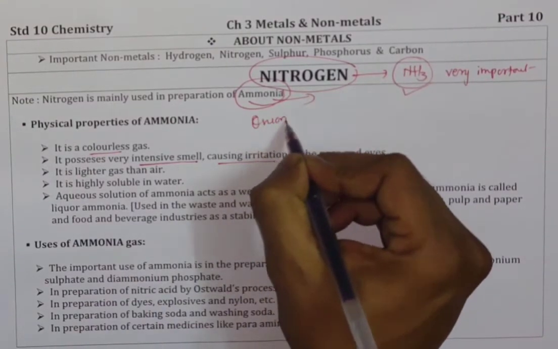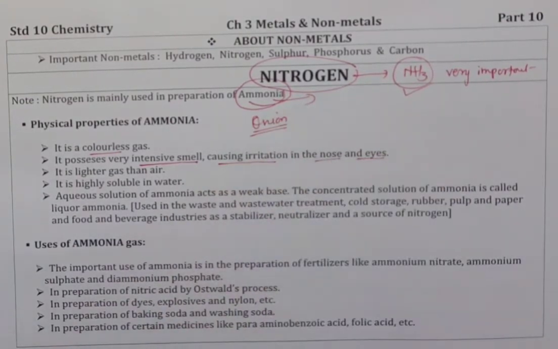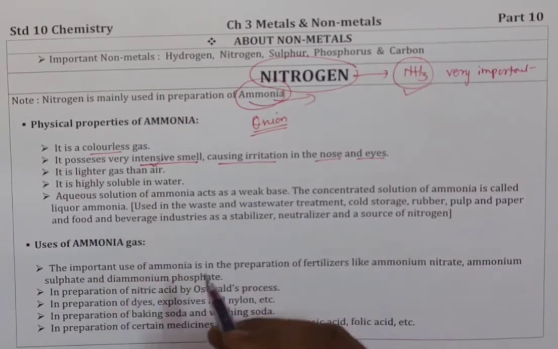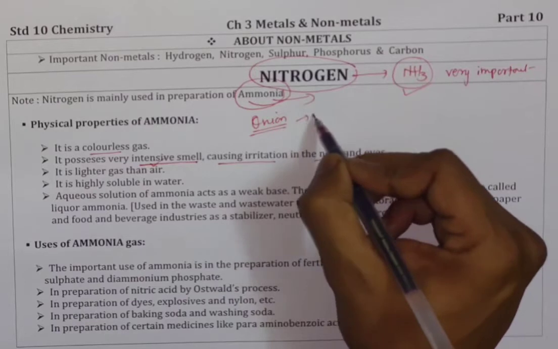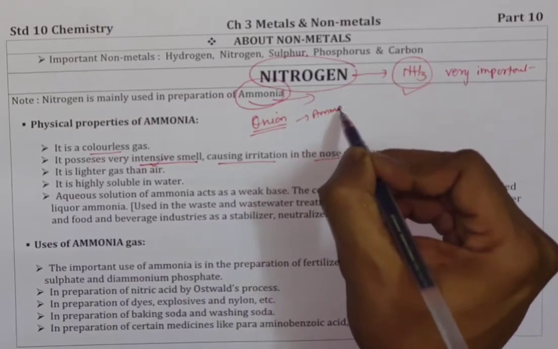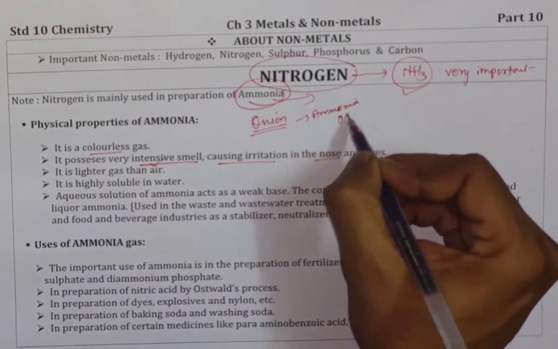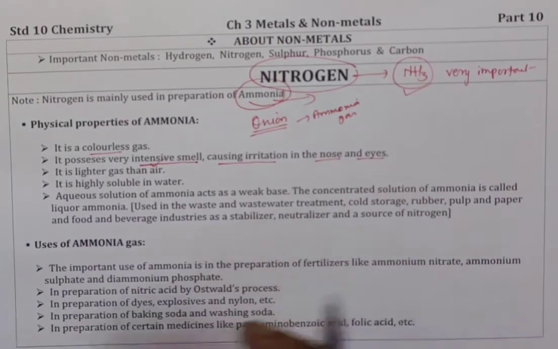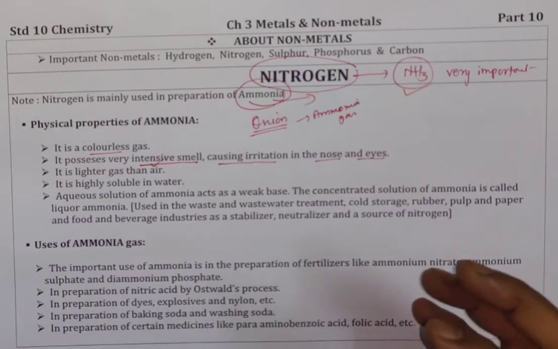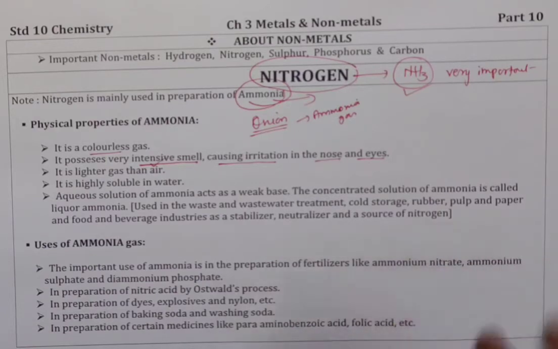Children, onion, right? When you cut onion, you get that irritating smell, that intense smell. That is because of ammonia gas produced when you cut onion. Alright? Okay. That's why before cutting the onion, alright, sometimes they are put in water for 2 or 3 minutes and then they are cut. So what happens? The ammonia gas produced dissolves in water.